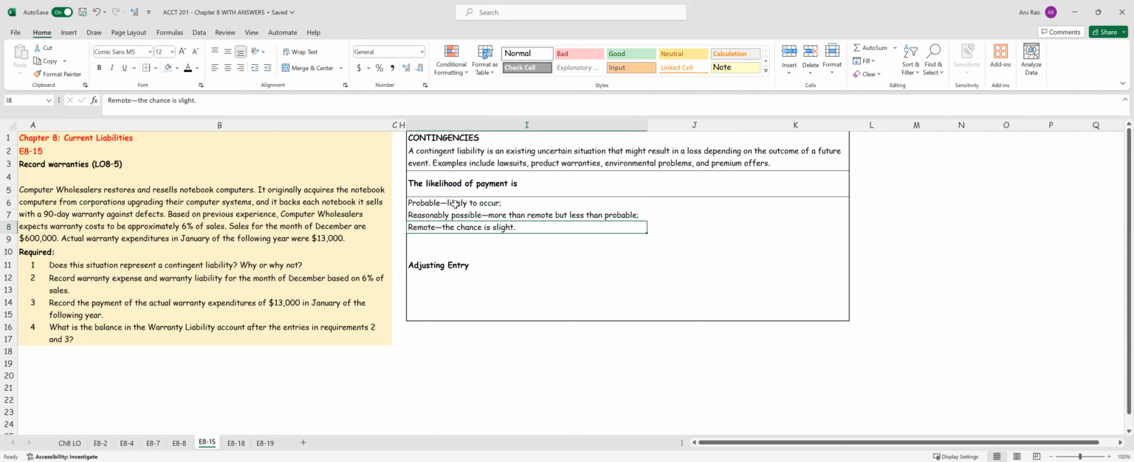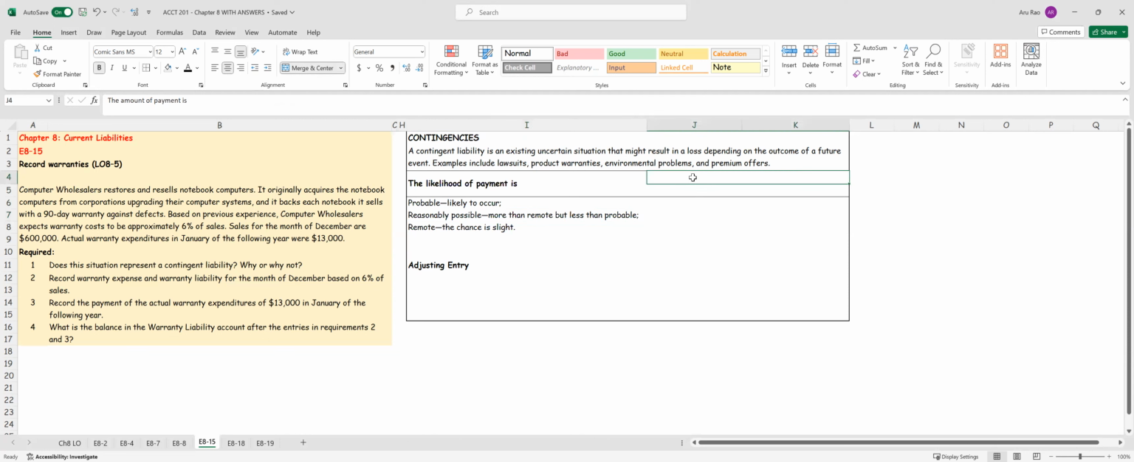Between the first and the third one, while I'm not sure that it's probable, I don't think it's remote. That's our in-between category, reasonably possible. So it's there in the middle. Well, in accounting, if it has to enter our financial statements, we have to do a journal entry. To do a journal entry, I need to know which accounts to debit and credit. And the other big item is the amount, how much.